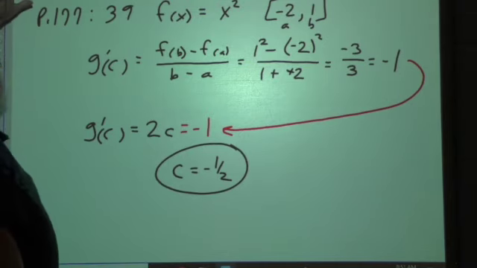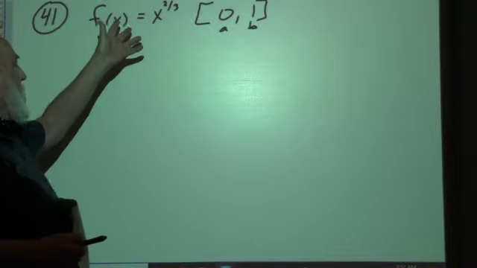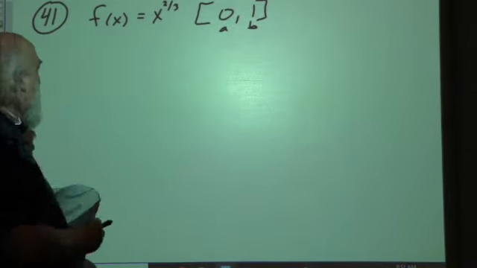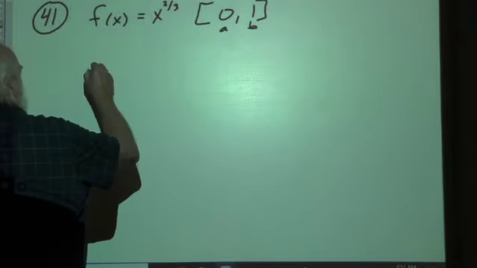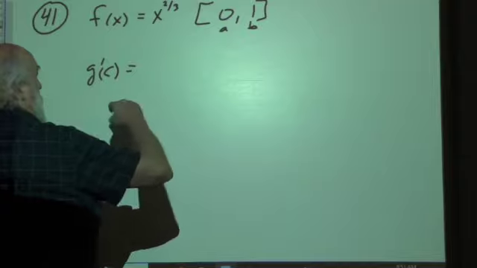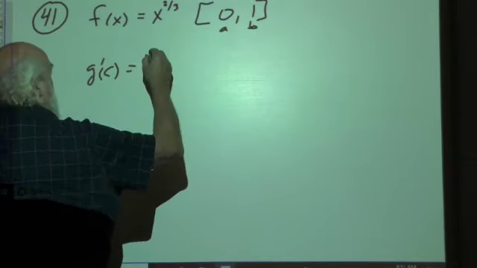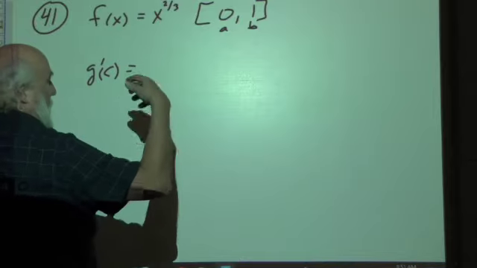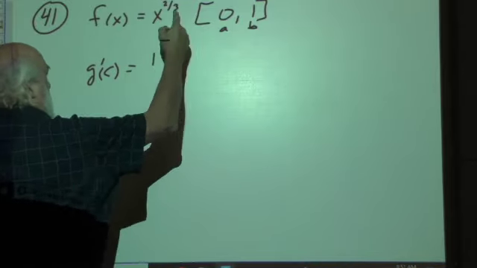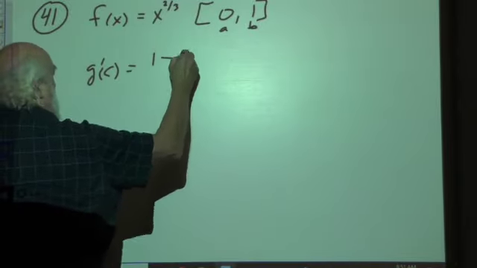All right, so let's take a look at number 41. We now have the function f(x) = x to the 2/3 power in the interval 0 to 1. So, g prime of c is going to equal the function of b, which is 1 to the 2/3 power. And if you don't know what that is, punch it in your calculator, that is 1, minus the function of a, which is 0 to any power, is 0.